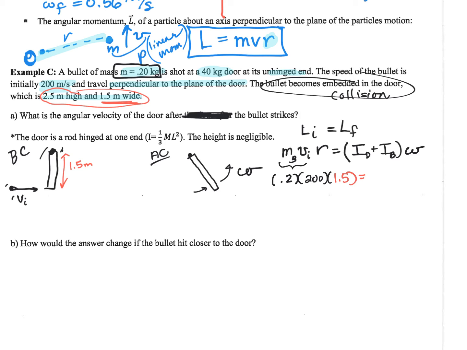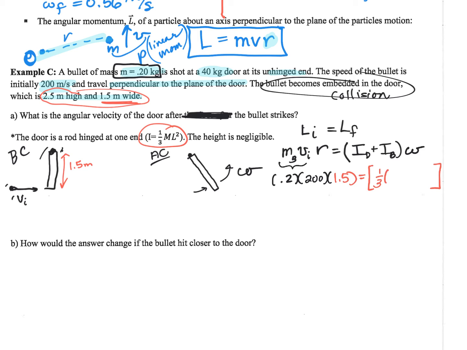Now, how do we find the inertia of the door and the inertia of the bullet? Those are two separate pieces, aren't they? Didn't it give us the formula for the door? Look. So this is going to be 1/3, and the bullet is what? A point mass. The bullet is small enough, it's a point mass. So you can see how this is going to work.